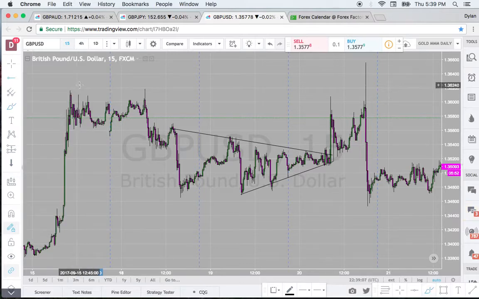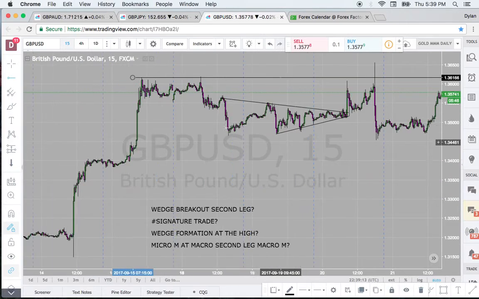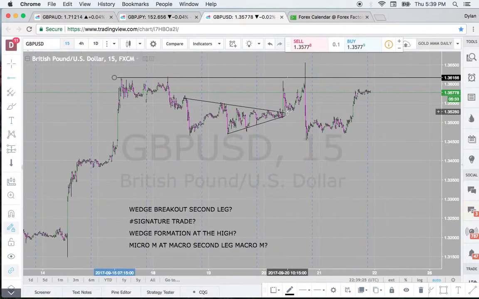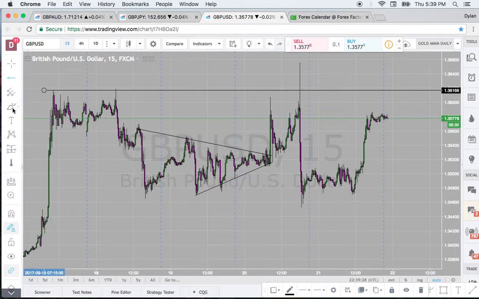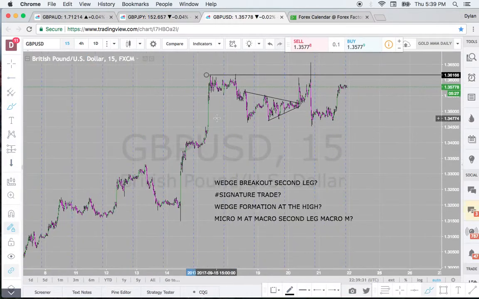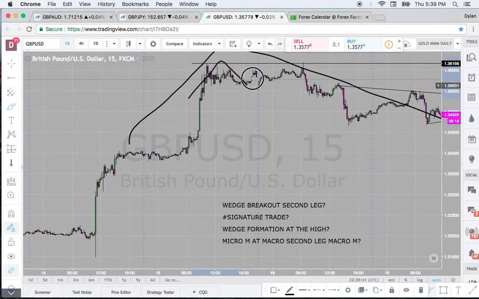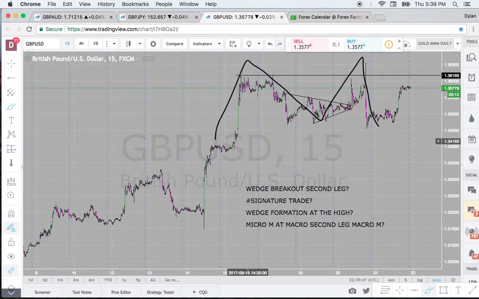So first of all, we have the high created here on the GBP US dollar. This is the high of the week, right here. It's also the high of the previous week. It stop hunted the high of the previous week. Anyway, what we see is this big fat M, right? We have a micro M here, but that micro M is just one leg of a macro M, correct?